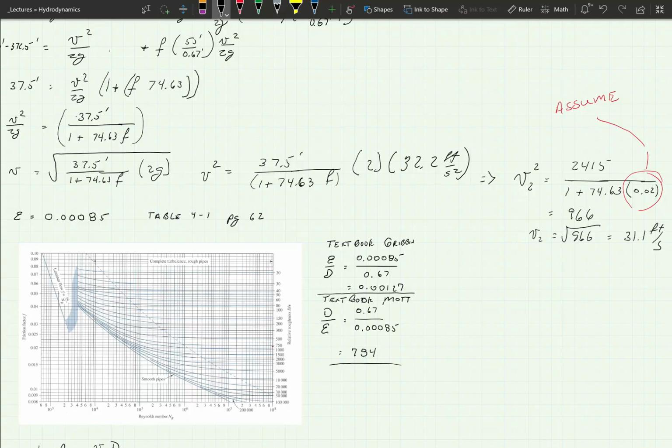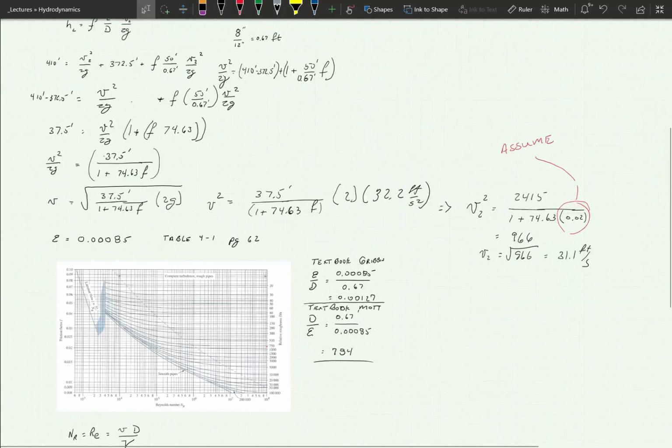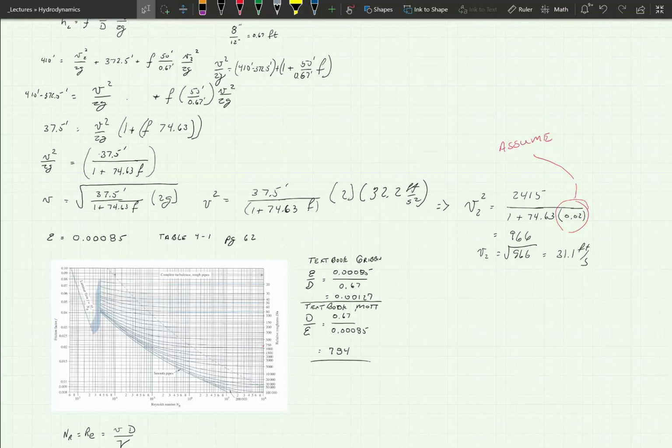So that's the first attempt. Now, how in bloody green earth did I even come close to making that guess? Wouldn't you like to know, Matt? Or don't you care at this point? What are we assuming f as? Like, what's that number? 0.002. Okay, 0.02.